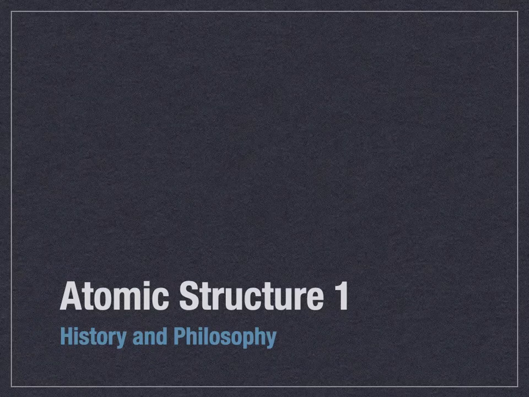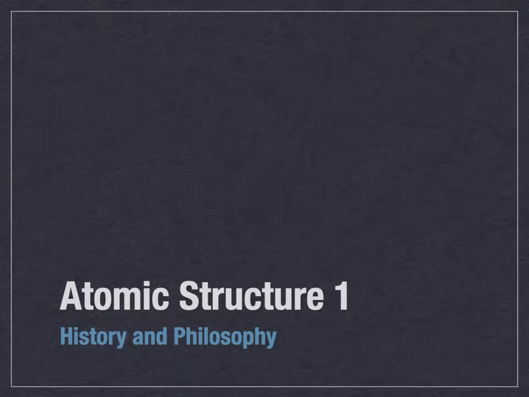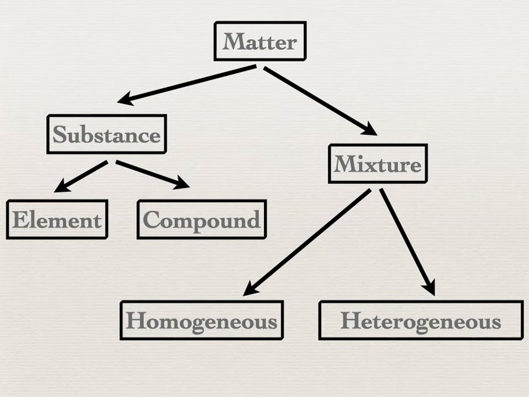So let's dig into the fundamental particle of chemistry, which is the atom. And to do that, we're going to look at some philosophical implications of atomic structure and a little bit of the history of how we got to where we are. And if you think back to our last topic, when we were talking about the classification of matter, if you look across the bottom of this kind of bifurcating system, we have elements and compounds as the pure substances and homogeneous and heterogeneous mixtures on the other side.